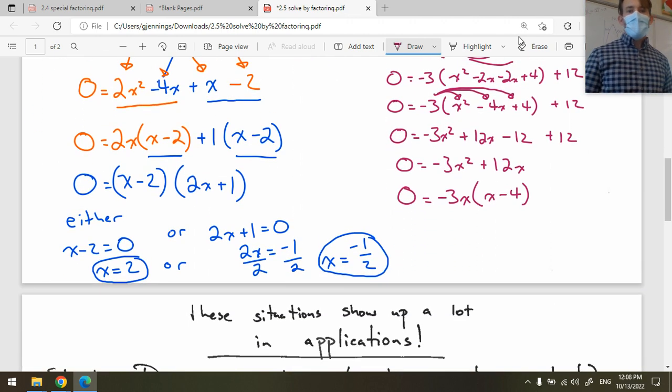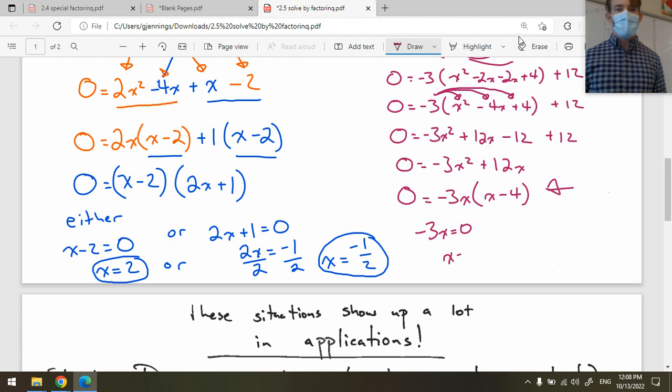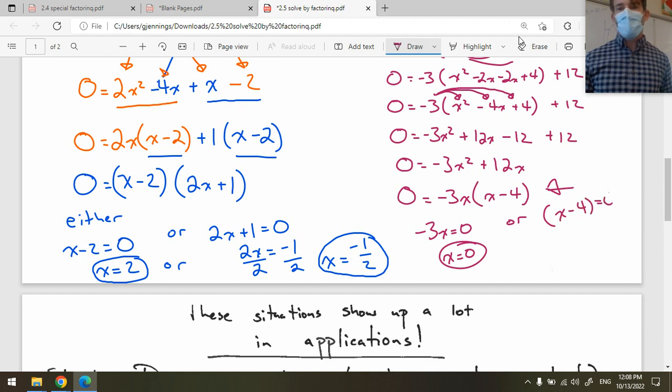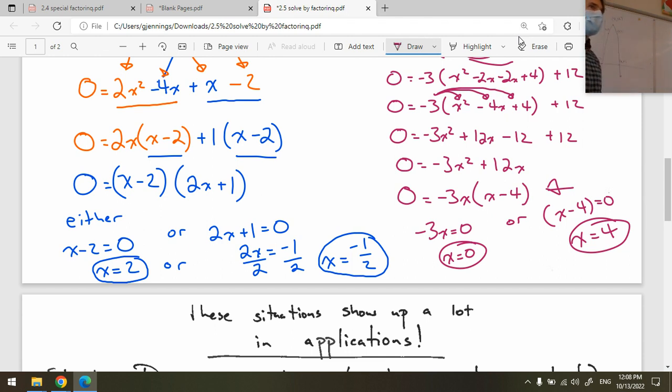Okay, so now, if this is equal to 0, then either negative 3x must be 0. If negative 3x equals 0, then we divide both sides by negative 3, x equals 0. Okay, and that was this point that we found here. Or x minus 4 equals 0. That means x equals, add 4 to both sides, 4. And there's our two solutions. And there's the other one, (4, 0). Okay? So that's how you apply factoring to solve for these zeros.